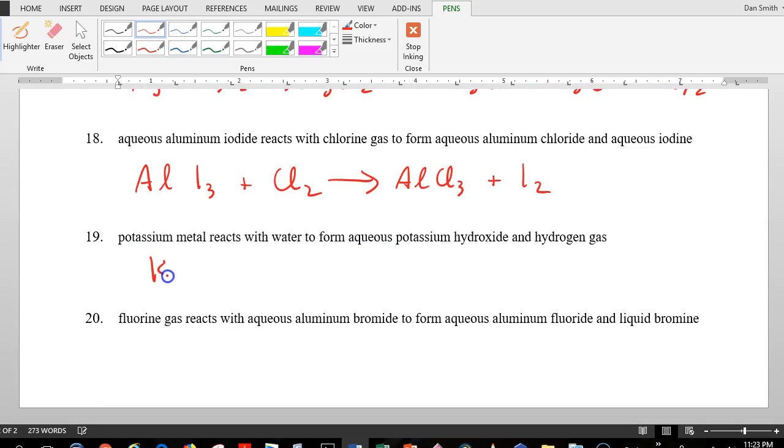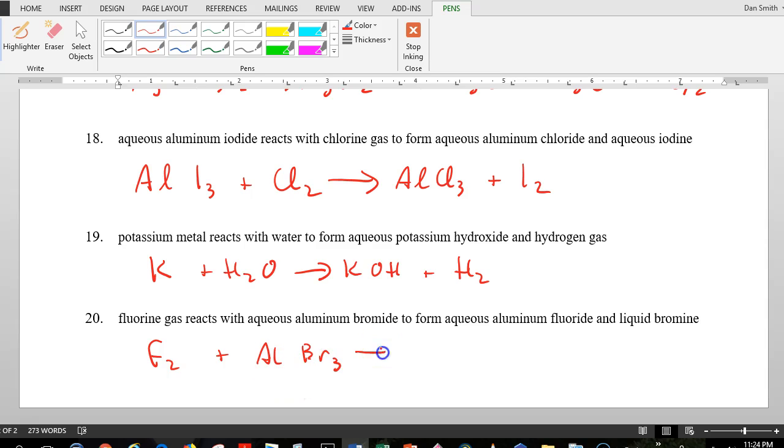Potassium metal, not a diatomic. Water, to produce potassium hydroxide and diatomic hydrogen. Fluorine gas, another diatomic, reacts with aluminum bromide with a 3 thanks to aluminum's charge to form aluminum fluoride, thanks to aluminum's charge, that 3 pops up, and liquid bromine, one of the diatomics.